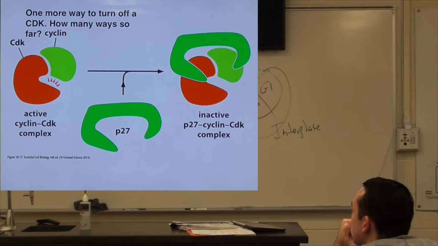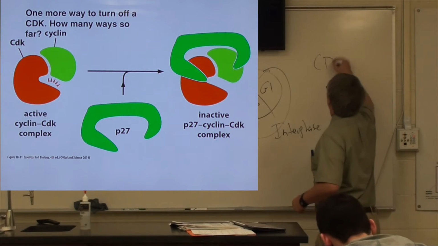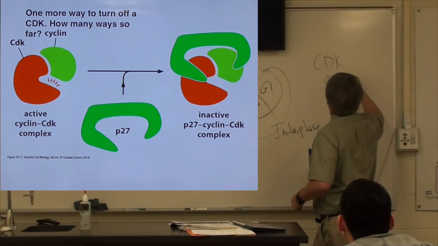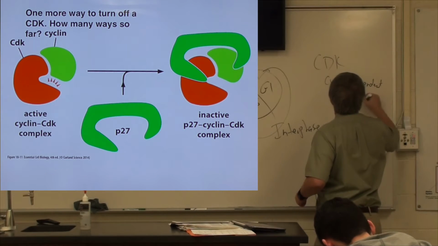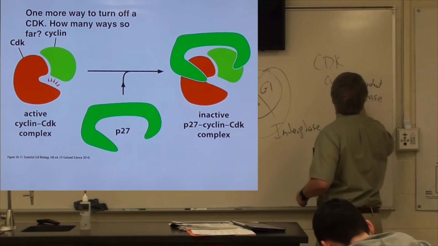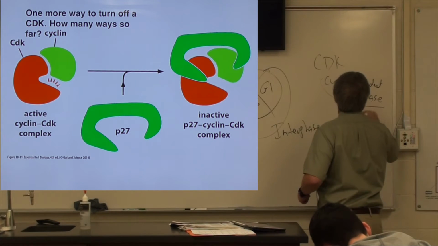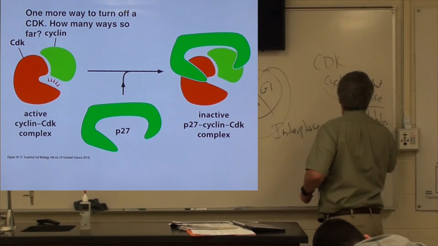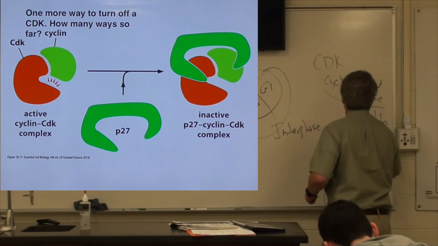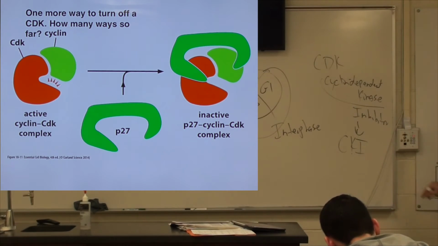this molecule called P27, but it is a cyclin-dependent kinase inhibitor, or a CKI. So again, CDK is the cyclin-dependent kinase, and then you can add the word inhibitor on it, and now you've got a CKI, which is the cyclin-dependent kinase inhibitor. So P27 is a cyclin-dependent kinase inhibitor.